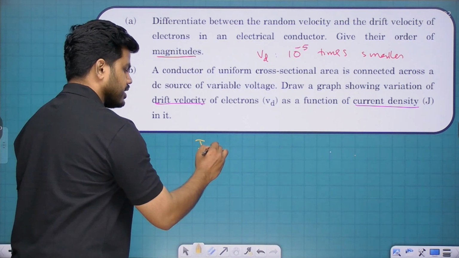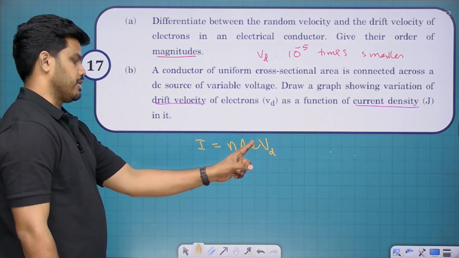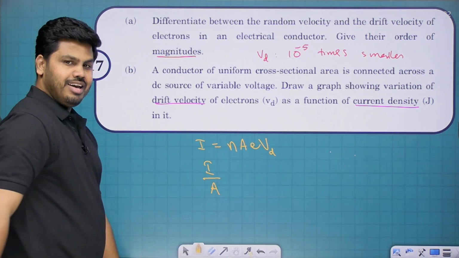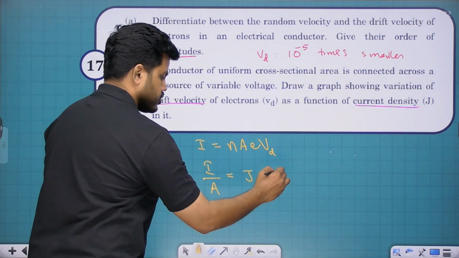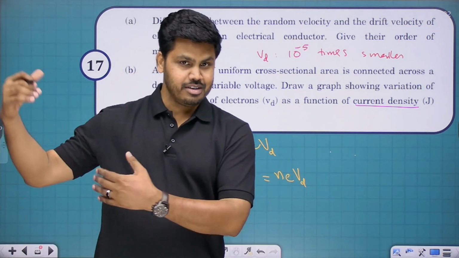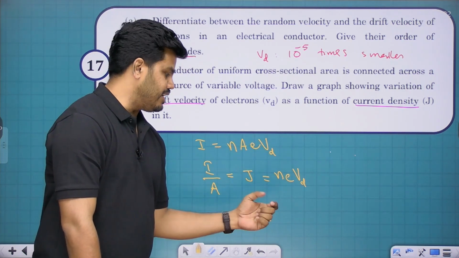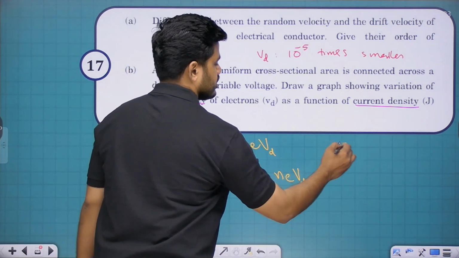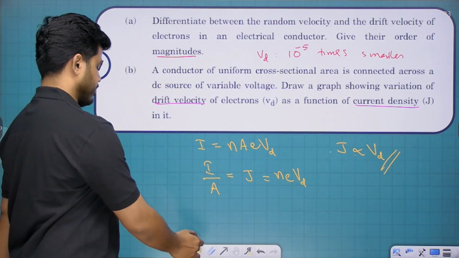We have the equation for current and drift velocity, I equals N A E times drift velocity. What is current density? Current density J is I by A. So if you take this A to the LHS, the RHS is only N E VD, where N is the number density of electrons. We have done these kinds of questions before. N is the number density of electrons, which is a constant for a given material. E is the charge of the electron, another constant. We can say J is directly proportional to what? Drift velocity. J is directly proportional to drift velocity.